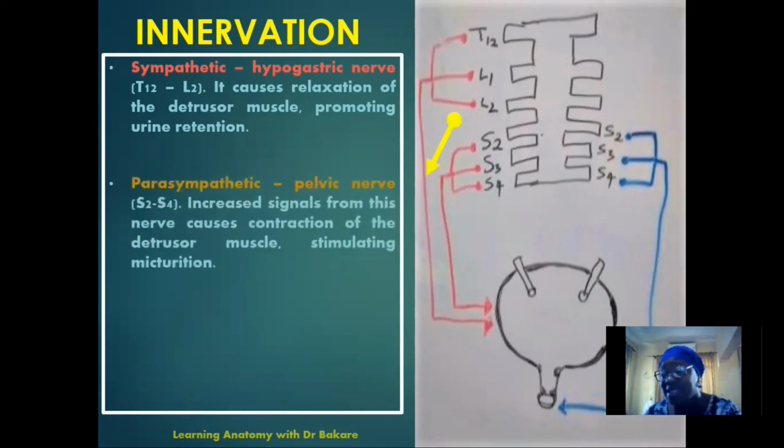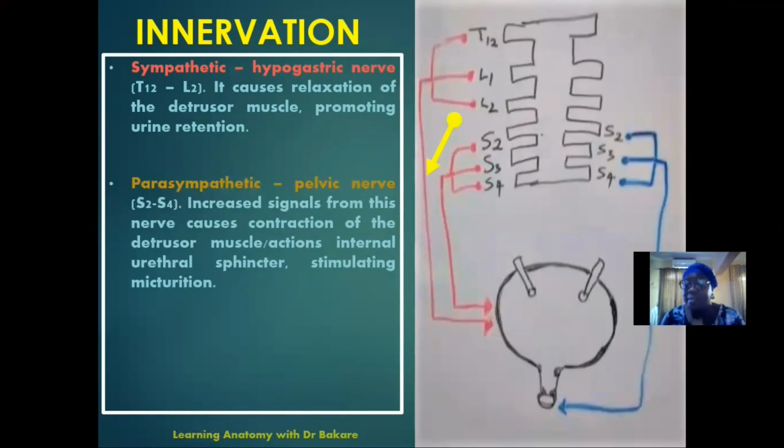For the parasympathetic innervation, that is during the normal state, when you are not under any pressure, and this is supplied by the pelvic nerve. The pelvic nerve emerges from the second to the fourth sacral spinal nerves, and this is what supplies the parasympathetic innervation of the urinary bladder. Apart from giving parasympathetic innervation to the urinary bladder, the pelvic nerve also helps to control the action of the internal urethral sphincter. The internal urethral sphincter is located around the neck of the urinary bladder, and it is an involuntary type of muscle. So the pelvic nerve also helps to control the action of this sphincter.